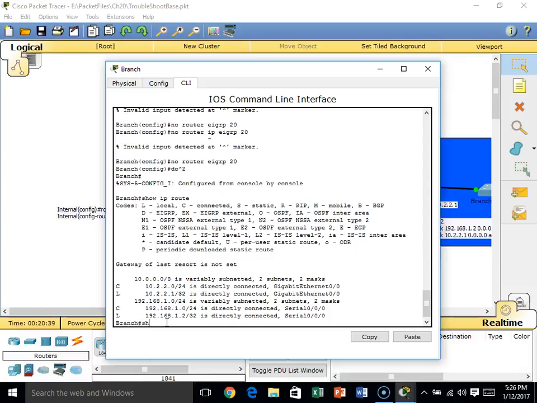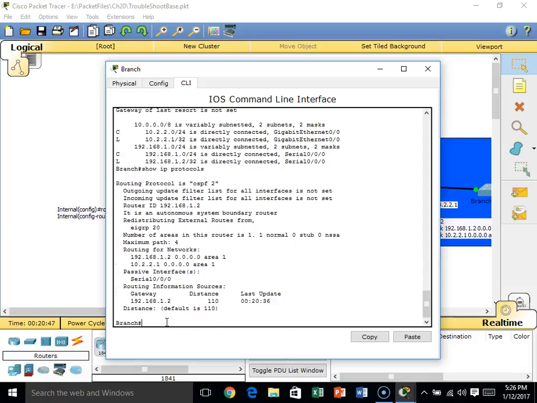Is show IP interface. Actually, let's try show IP protocols. When I show IP protocols, it shows it's a boundary router, the router ID, redistributing external routes from EIGRP 20. See, that's why we can look on down here. It says it's got a passive interface. We could have looked at the interface and it would tell us that too. Some of these summary commands actually help you out. So we have serial 0/0/0 as passive interface.